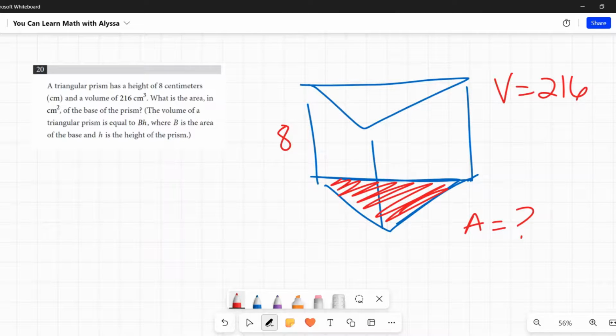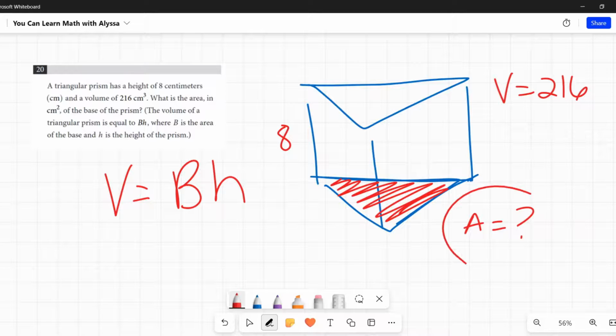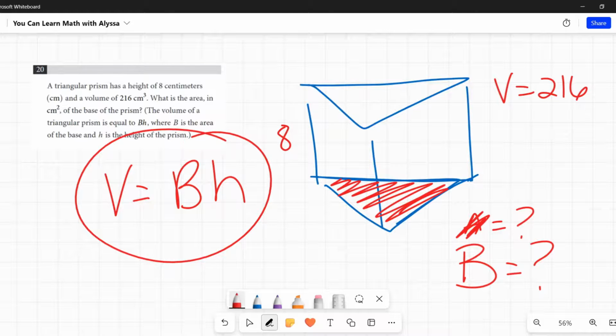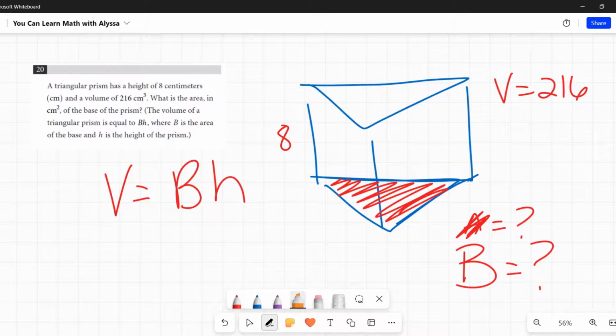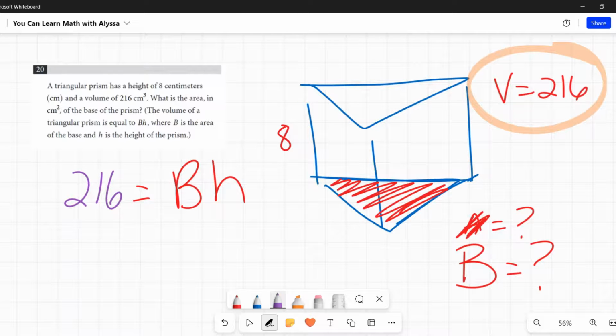And then they're really nice here. They tell us right here, it's not even at the beginning where we have to flip back, just right here, the volume of a triangular prism is equal to area of the base times height. So this is just a plug and play. When I wrote area down here, they're saying B is the area of the base. So I'm looking for the capital B, area of the base. Well, if volume is equal to area of the base times the height, we are told the volume is 216. So I'm going to replace that volume with 216. And I'm trying to solve for the base.